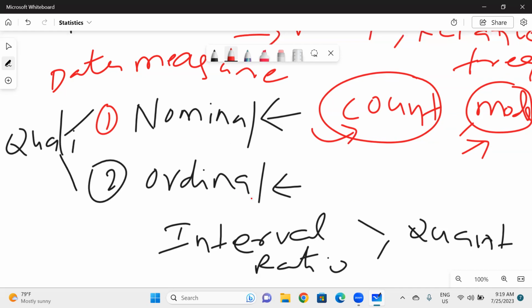Now coming to ordinal data. Ordinal means it has some kind of order, like the rating of a movie: 1 star, 2 star, 3 star, 4 star, 5 star. The range of height like short, medium, and tall, and the range of salary like low, medium, high. There is some kind of order, and the players' ranking in a cricket team, that is also order.